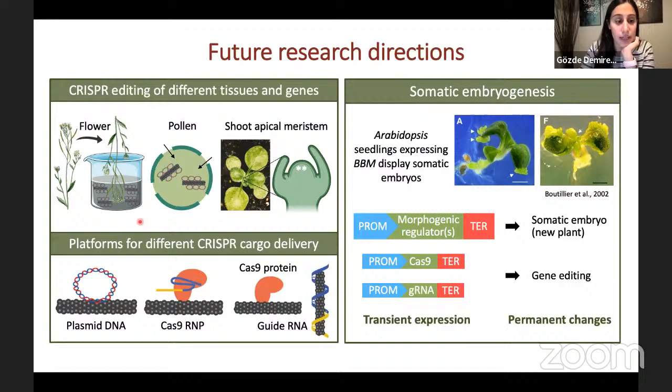And more on the chemistry side of things, so far we have only developed methods for the plasmid delivery, but we also have interest in delivering Cas9 as a protein and a ribonucleoprotein complex as well. So we are trying to develop some chemistries for these different cargoes.